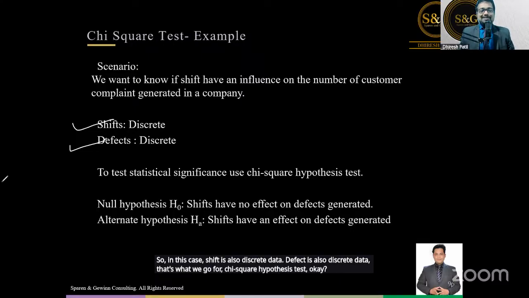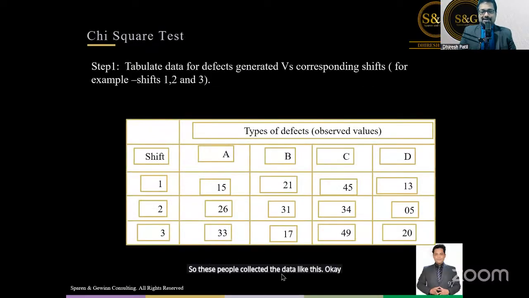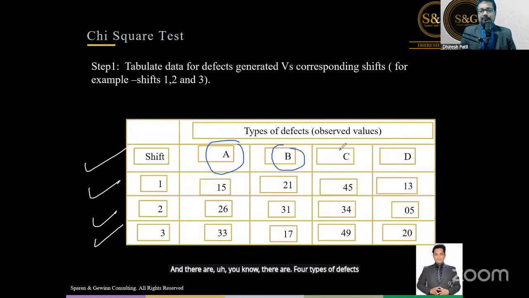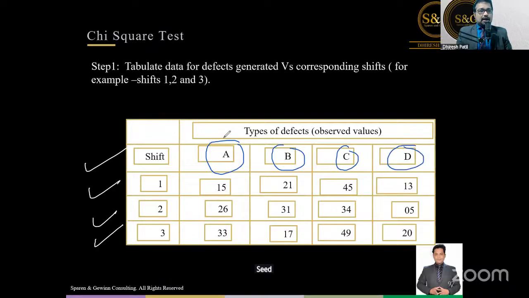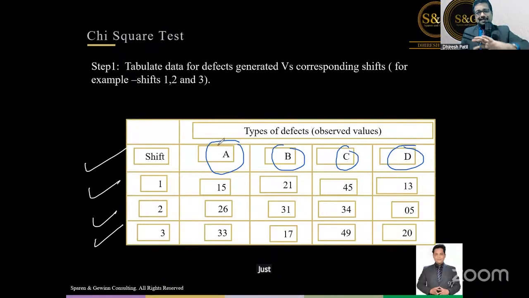Okay. So these people collected the data like this. This is tabular data which shows the shifts here: first shift, second shift, and the night shift. And there are 4 types of defects. They have A defect, B defect, C defect, and D defect. Let's try to understand how the chi-square is calculated manually. Just understand it once and then we will do this with the help of Minitab directly.